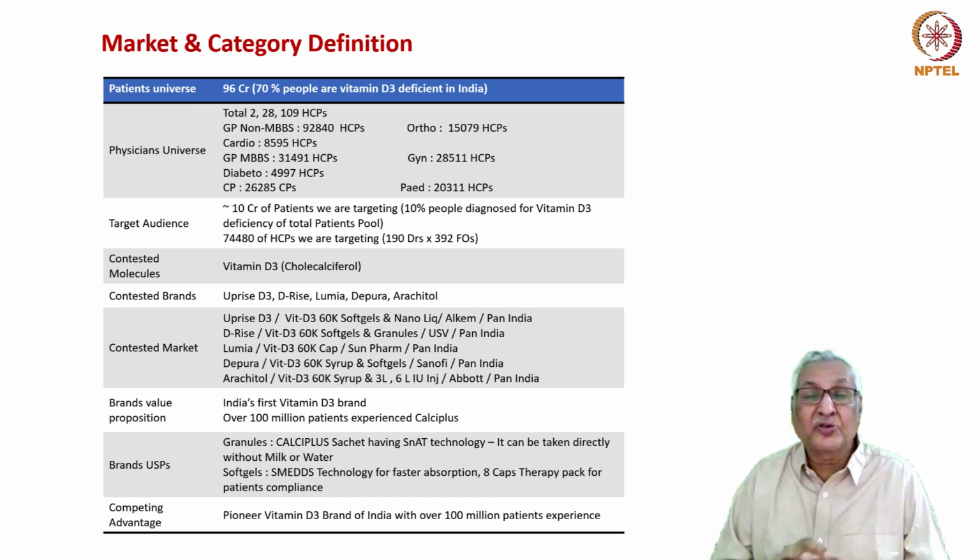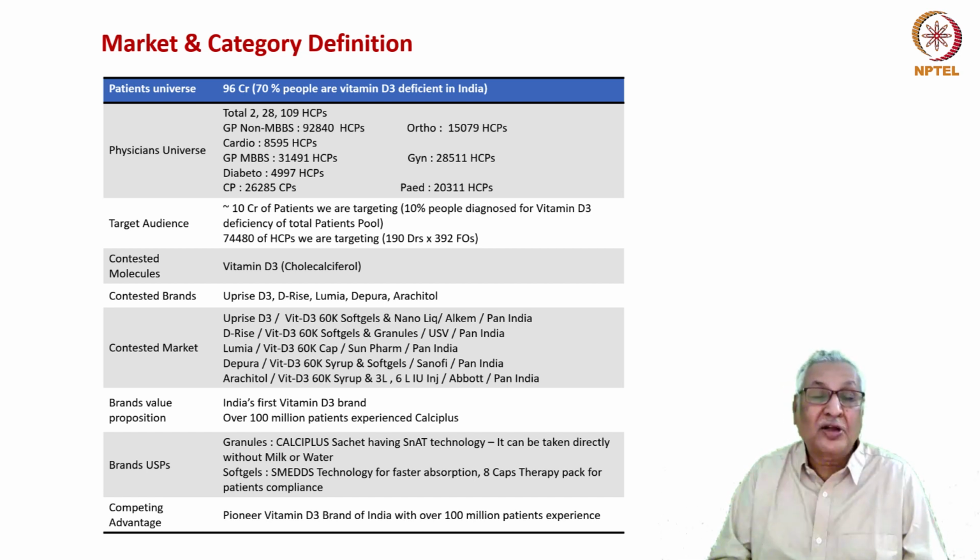And what should be our target audience? 10% of the people diagnosed for vitamin D3 deficiency of total patient pool, and 190 doctors based on the field force you have. And if you have 400 field offices, by covering 190 doctors, you will be covering 75,000 plus potential doctors. And the molecule, all cholecalciferol competitors in vitamin D, and specific contested brands, Uprise D3, D-Rise, Lumia, Depura, Occital, of several competitors. Then the overall contested market comprises many products of this nature and the companies.